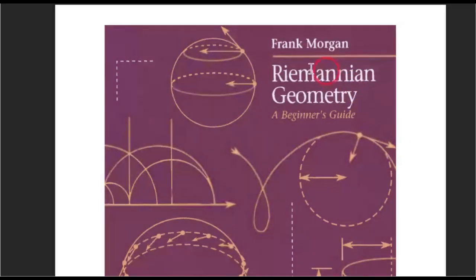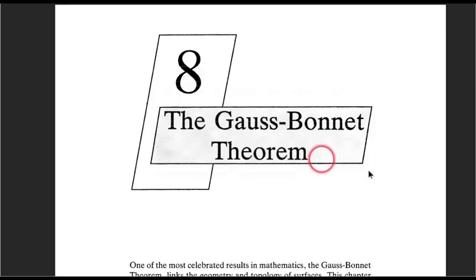I was perusing my book. I have a hard copy of this and a PDF copy, both. Frank Morgan's Riemannian Geometry: A Beginner's Guide. And I got to this section. Here it is, 69. Okay. And the Gauss-Bonnet Theorem. Is there anything not named after Gauss?